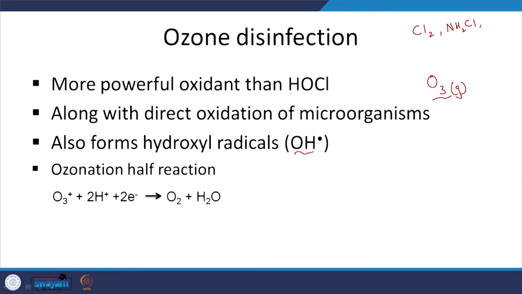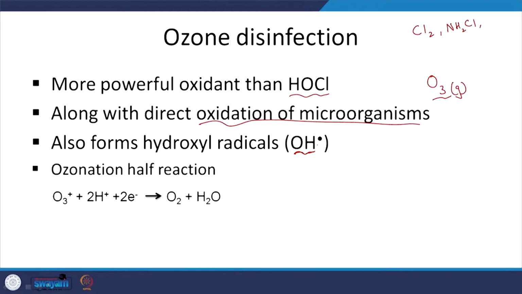As we mentioned, it is much more powerful than HOCl. It will directly oxidize the cell wall of the microbes, similar to the action of chlorine based oxidizing agents. Depending on the pH, it can also form another strong oxidizing agent, which is OH minus. And the half reaction, where we see that it is an electron acceptor, is this. It can also lead to an increase in the concentration of O2. So, that is one reason why I like addition of ozone.